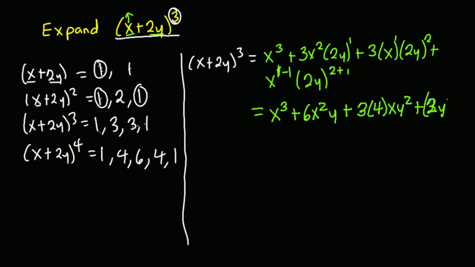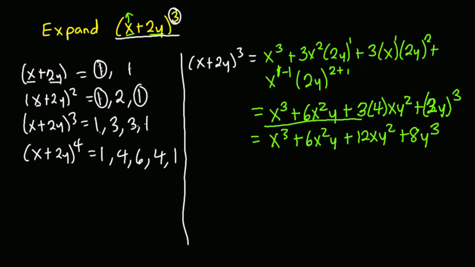2y all exponent 3. So this will give us x cubed plus 6x squared y plus 12xy squared plus 2 all cubed is 8, so 8y cubed. So this is the expansion of x plus 2y all cubed.